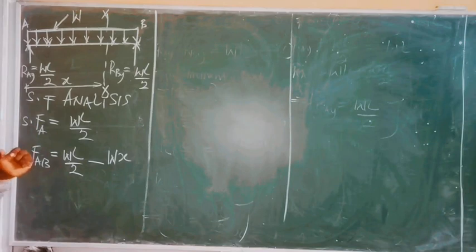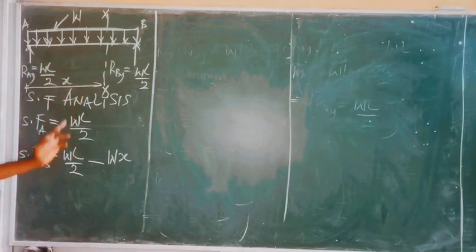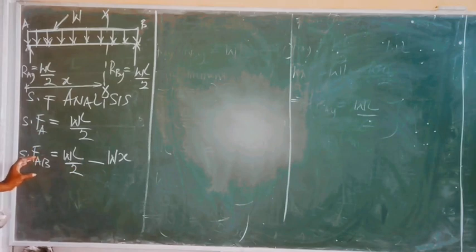All right, so now the intention is actually to take the shear force at point B, but the essence of this is to obtain what is called the shear force equation. This equation helps us to determine the point of maximum bending moment on the beam.